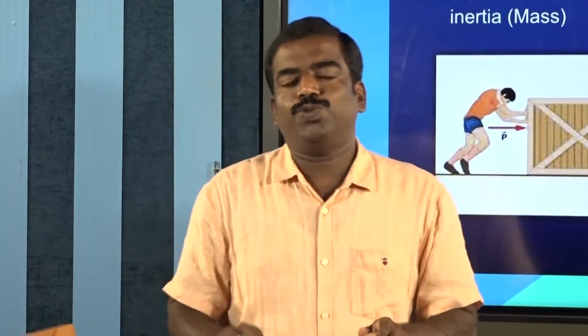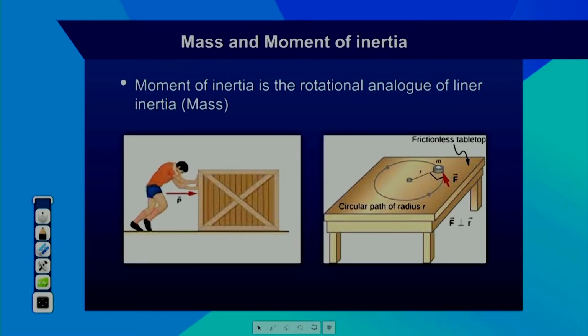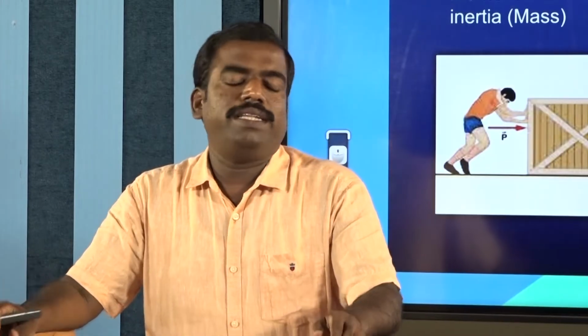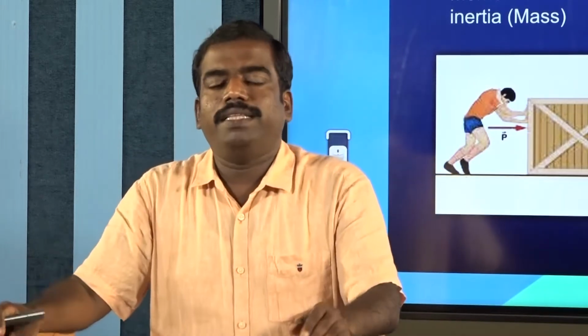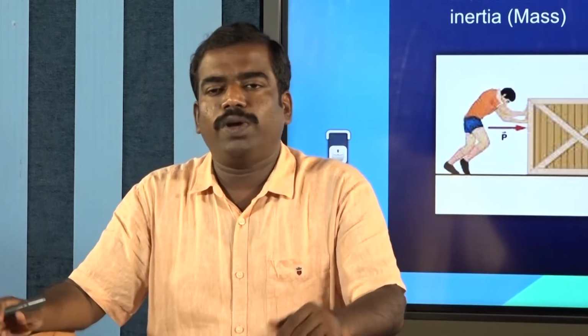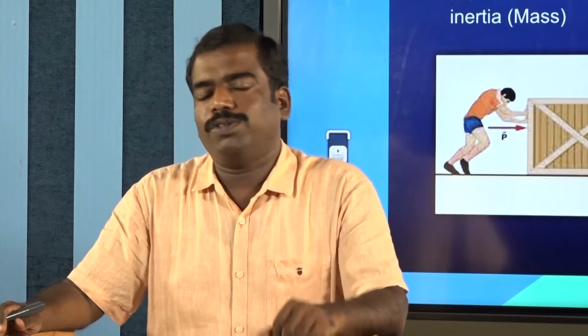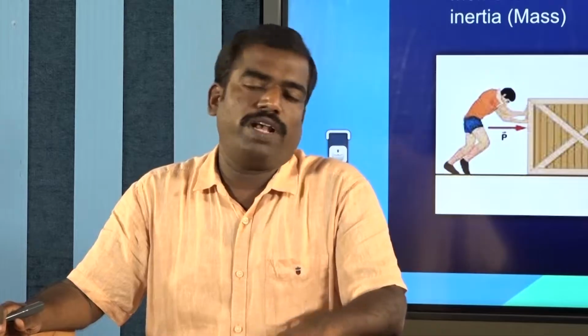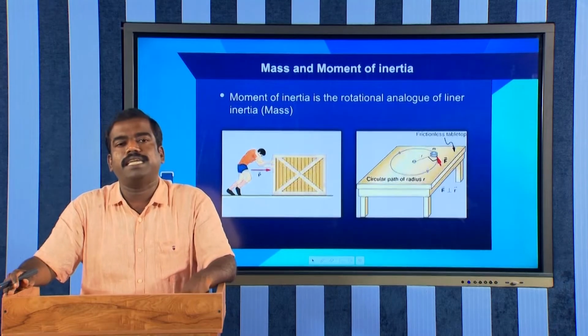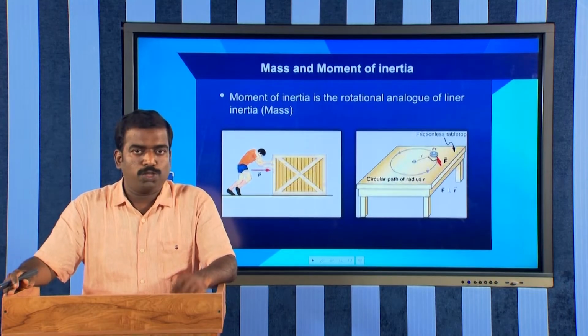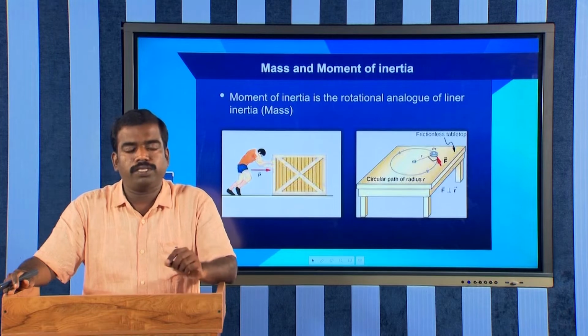The next topic, which is very important, is mass and moment of inertia. As per Newton's first law of motion, a body will continue in its state of rest or of uniform motion. Our body likes to be in the state of rest or of uniform motion, and this property is called inertia. Mass opposes any external force which tries to change that state. So mass is a measure of inertia in translatory motion.